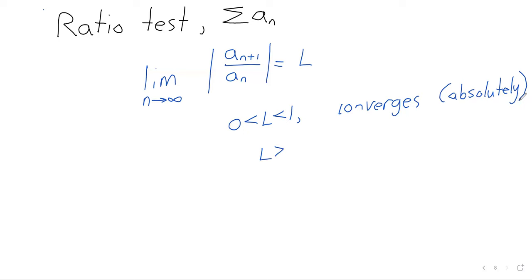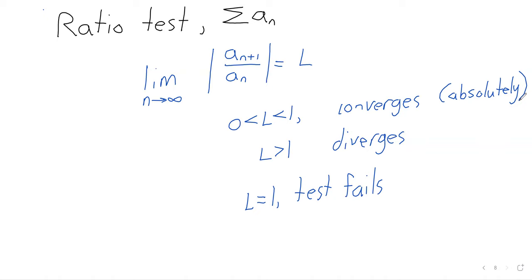If the limit is greater than 1, the series diverges. And now for all of the tests I've done before, I've written this little list of pros and cons. Here comes the great con of the ratio test. The limit can equal 1. And if the limit equals 1, the test fails.